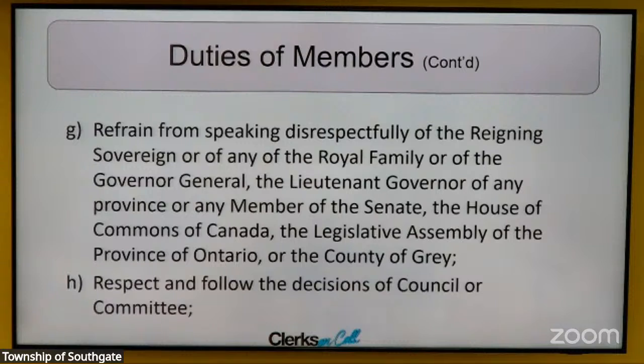And this one can sometimes be a bit challenging, but it's really important in maintaining public trust to refrain from criticizing the decisions of council. You can definitely disagree with an action or a motion and vote against it at a meeting. But once the decision is made by council, you as a member must stand behind that majority decision.